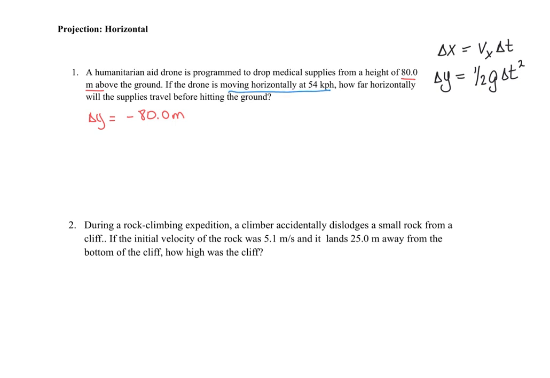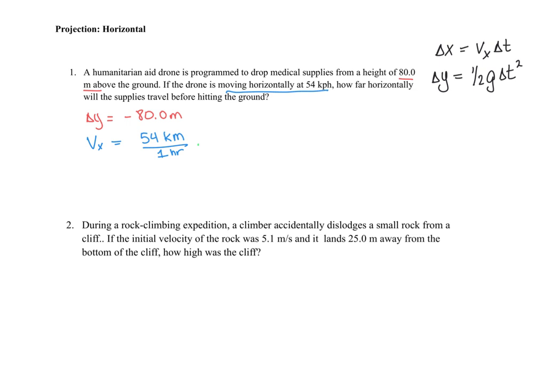Moving horizontally, well, that is going to be my initial velocity for x. So velocity for x is going to be 54 kilometers per hour. Again, I'm going to change this to meters per second because they gave me my height in meters, right? And so I'm going to change this with my conversion, the same exact conversion I have been doing the entire time. So we're going to say 1,000 meters to cancel out the kilometers, 3,600 seconds to cancel out the hours.